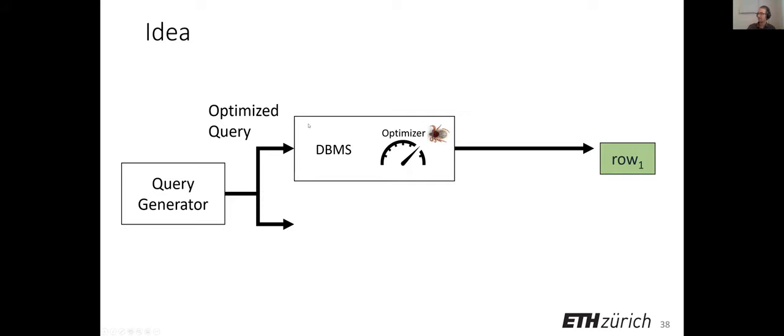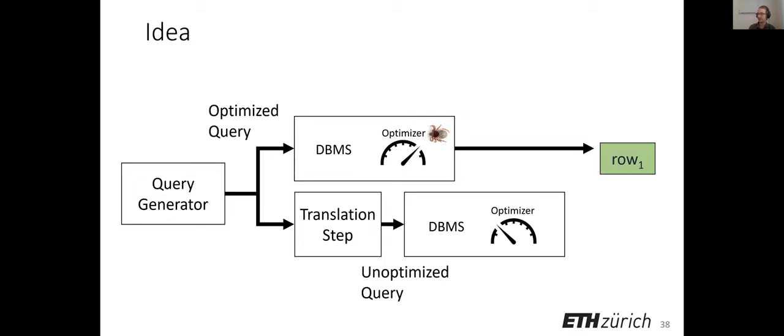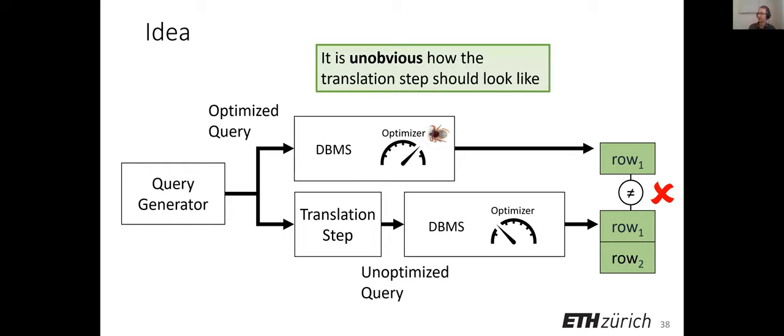This version could trigger a bug in the query optimizer, in which case an incorrect result set would be returned. Then we have a translation step that derives an unoptimized query from this optimized query, which is expected to trigger fewer optimizations, and here, for example, not trigger the bug in the query optimizer. In which case, we could compare the two result sets and infer that the database management system is affected by a bug. Now, I guess this sounds plausible in principle, but of course it's not obvious what this translation step should look like. And this is the core contribution of this approach.